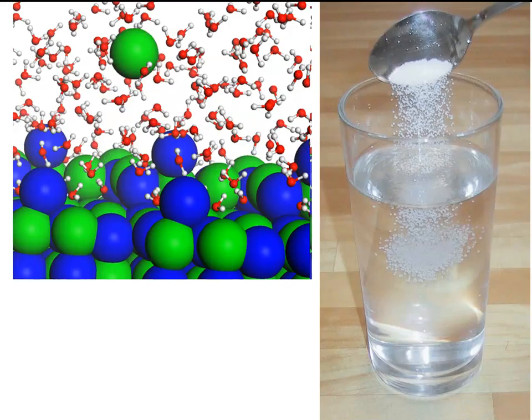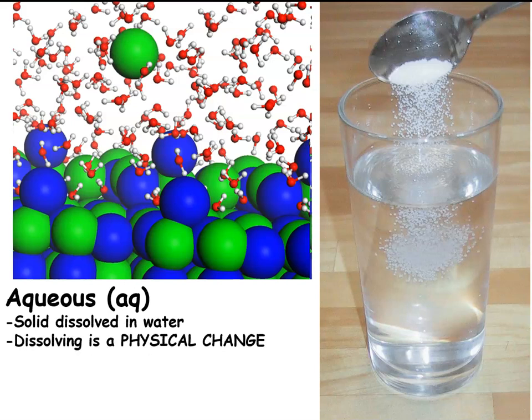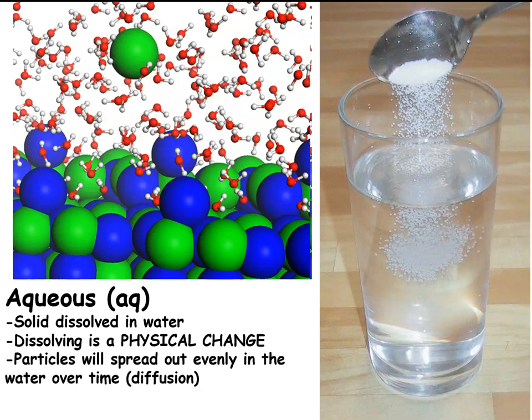The last phase notation is aqueous. Aqueous denotes something that's been dissolved in water. It's symbolized by AQ, and it is a physical change. It's one of the things that students most often miss, because they see the salt go into the water and disappear, and they think that it's a chemical change, when in fact it's a physical change. Those particles that are being dissolved are simply being surrounded by the water molecules and pulled apart, but they're not bonding with anything. It could also be reversed, typical of a physical change, through a process called evaporation, where the water can be heated off, leaving that solid behind.